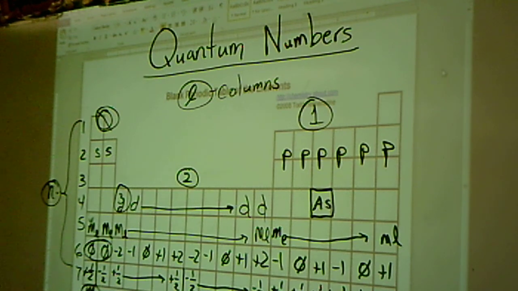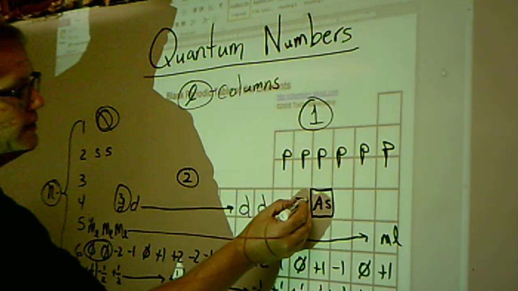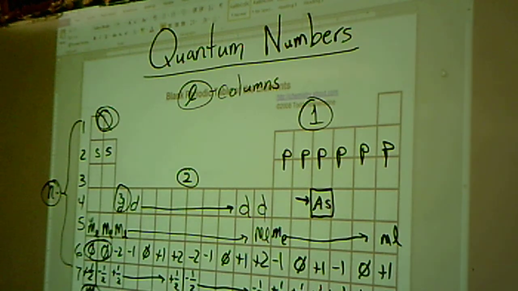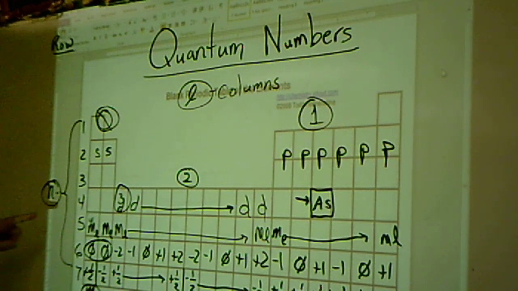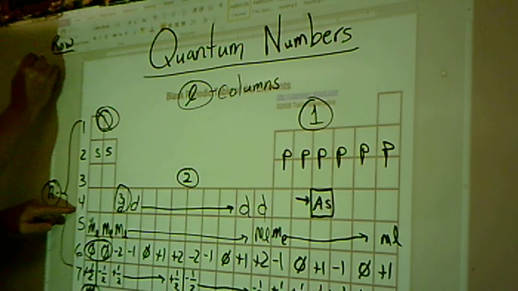That would be correct. So if we were finding the highest energy level electron from arsenic, first of all, we have to narrow it down by each one. So the first one we're going to do is our rho, or energy level, which would be your N. So that would be 4.